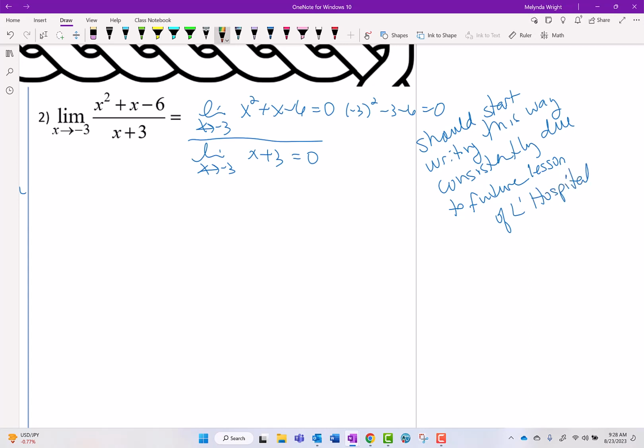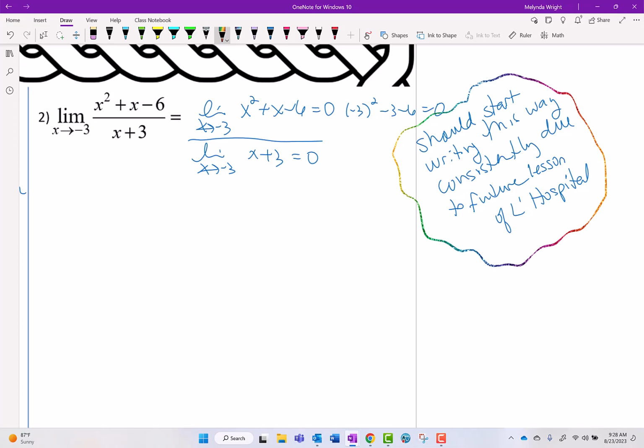Okay, this would be a great thing to remember. Am I going to count off if you don't do that? No. I mean, on the L'Hopital lesson, if you don't do that, you're going to get points off. But if I were you, I would just do it. Just do it. We get 0 over 0, which is an indeterminate form.